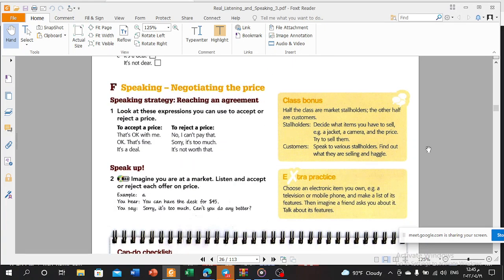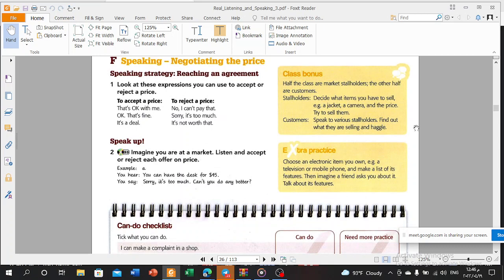there is a speaking strategy about how to reach an agreement, whether you would accept a prize or you would reject it. There are different expressions you can use for each of these situations. So if you wanted to accept a prize, you could say any of these sentences, while these phrases are used to refuse or reject a prize.